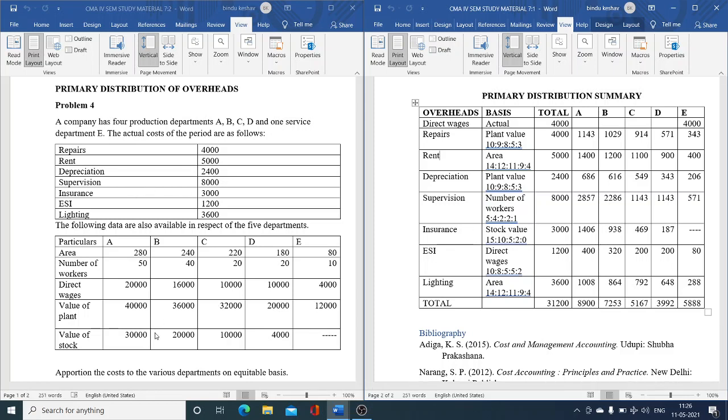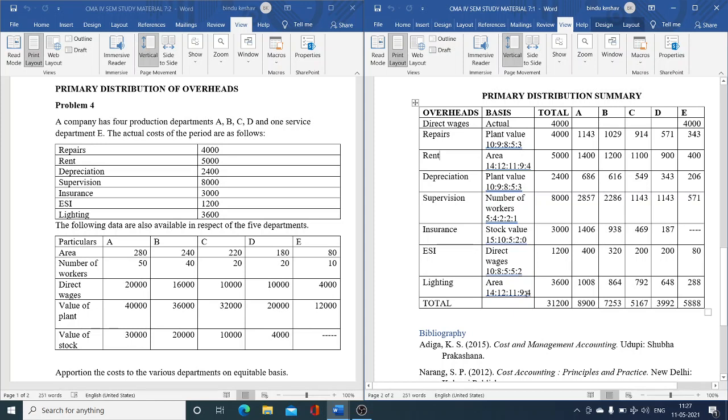Insurance is based on the stock value. So here we can make out 30,000, 20,000, 10,000 and 4,000. So it will be 15 is to 10 is to 5 is to 2 is to 0. For the last department it's not there. ESI 1,200, it is based on the direct wages. 10 is to 8 is to 5 is to 5 is to 2 is the ratio. Based on that ratio, amount will be distributed. The next one is lighting, 3,600. It is based on the area. So we have already found out the ratio for area, that is 14 is to 12 is to 11 is to 9 is to 4.